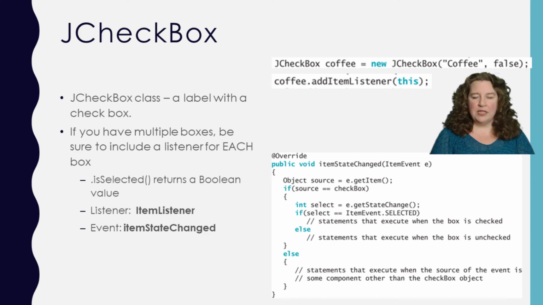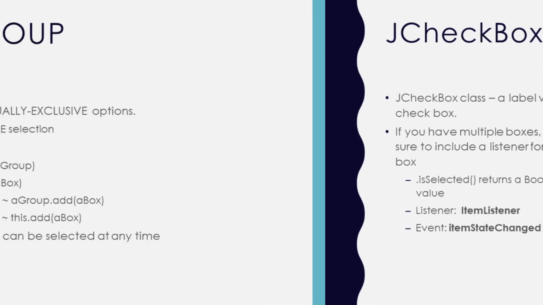So for the mouse click that we did before, it was an action event. This one is an item state changed. So if the state has changed. And then you can check some methods in there to figure out, was it checked? Was it not checked? Do I want to say something, a statement that executes when it's checked or unchecked? So this is the checkbox object and how to use it.